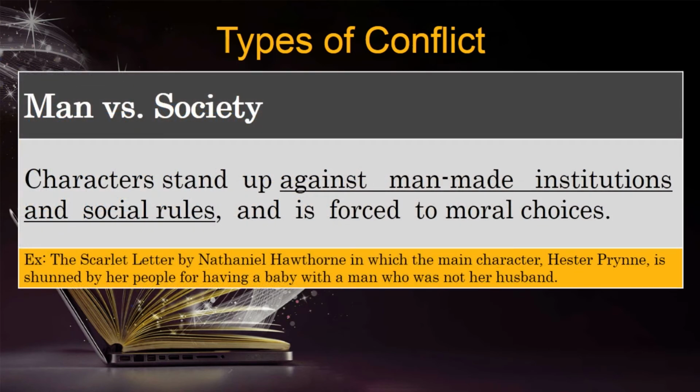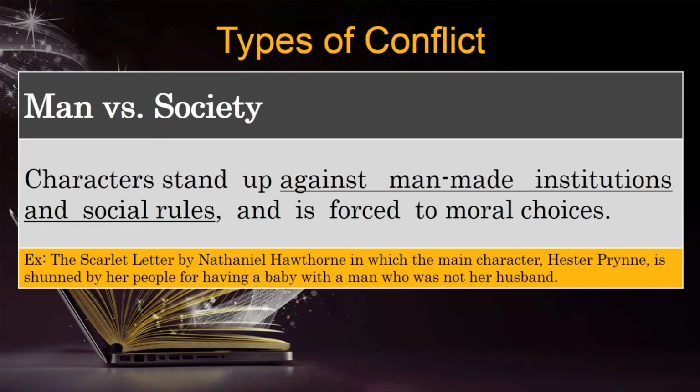Man versus society. Characters stand up against man-made institutions and social rules and are forced to make moral choices. This mode of external conflict occurs when the protagonist is placed at odds with a government or cultural tradition. This type of conflict applies to societal norms as well.